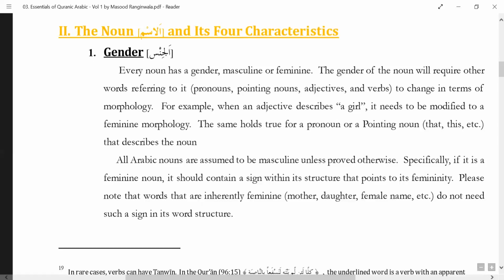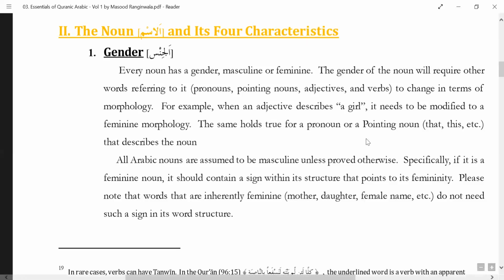For example, if you're going to use an adjective to describe a girl, the adjective will change in a way that matches the feminine gender, which we will do when we do examples. You will understand this better, but you need to know that adjectives match the noun in gender, so you need to know the gender.